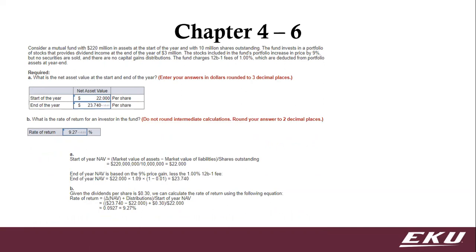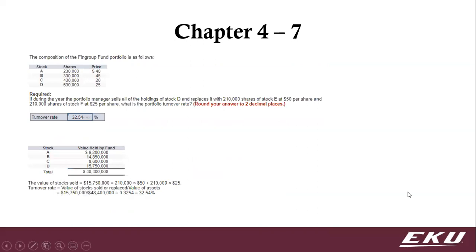Okay, and you see here the way we calculate rate of return would be like we would for all of our other investments. What's the change in our position divided by what we paid to initially get into this? And then turnover rate is just how much we're changing the stocks, right? So you look at what we sold, and then divide by the value of the assets. And that tells you how much of the portfolio we sold in that year. In this case, it's a little under a third, 32.5%.